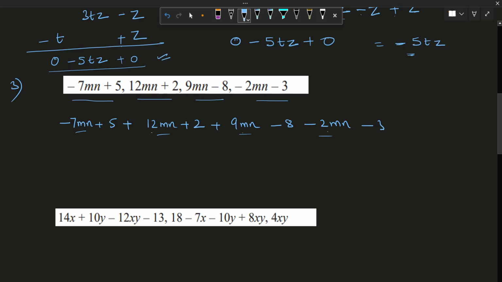So let me take them together. Minus 7mn plus 12mn plus 9mn minus 2mn. And the other like terms are the constants. These are the constant terms because they don't have any variable in them.